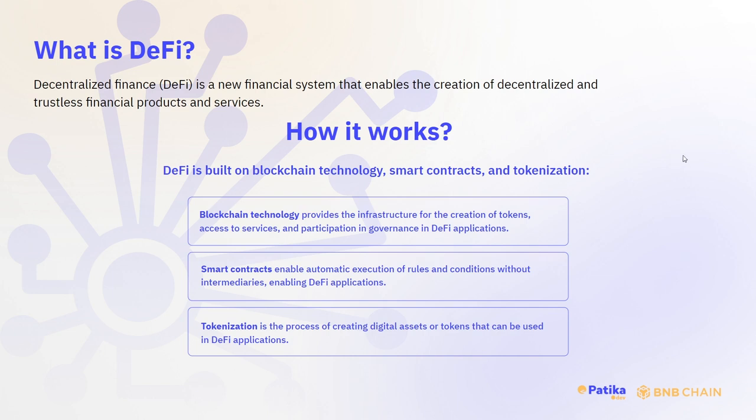So in this regard, blockchain technology, smart contracts, and tokenization are all related in that they are all key components of decentralized systems, and they work together to enable secure and efficient transactions. Okay, now when we look at it, blockchain is the foundation of the system. It provides a decentralized ledger that records all transactions on the network.